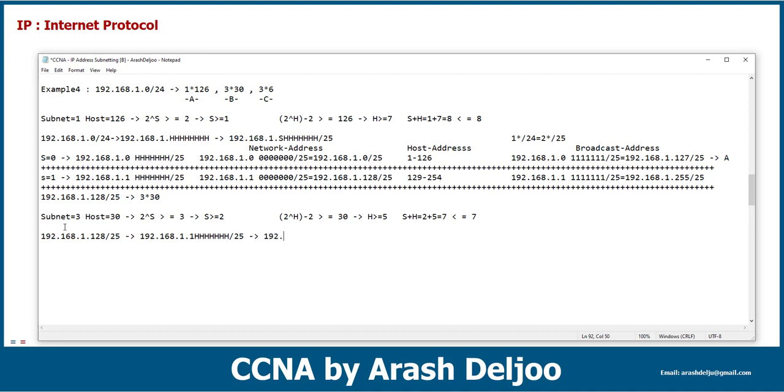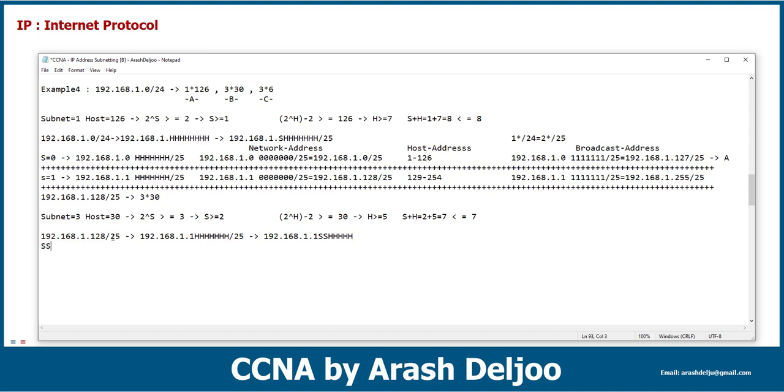Look here, 192.168.1. Now we need 3 bits of subnets. Look, 2 bits of subnets. Because of that, let me use these 2 bits for subnet. And also we need 5 bits for hosts. This is the 5 bits for hosts. That's it. Okay. Again, we need to repeat the process.